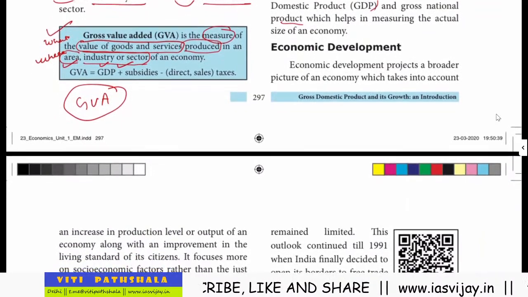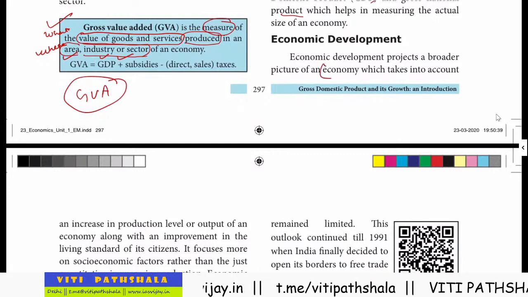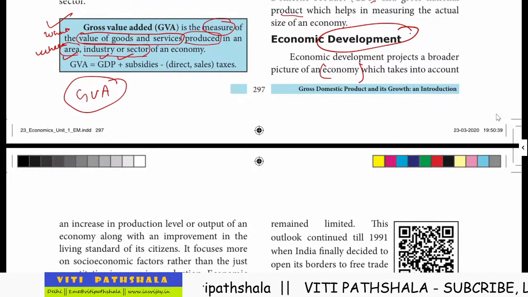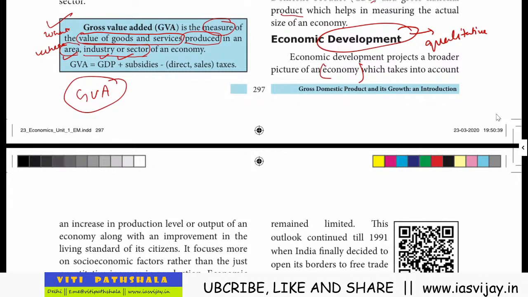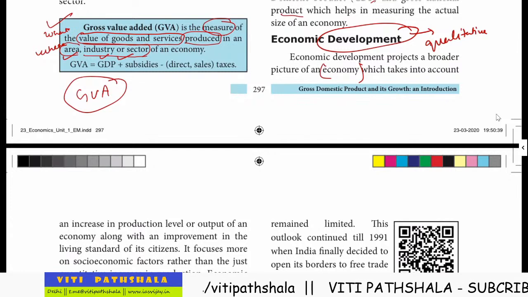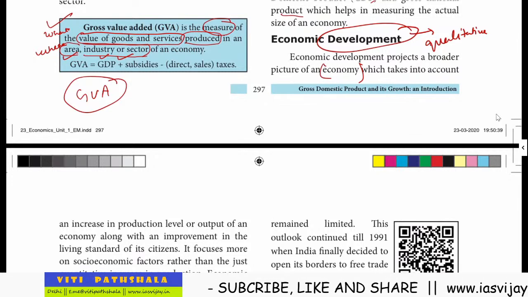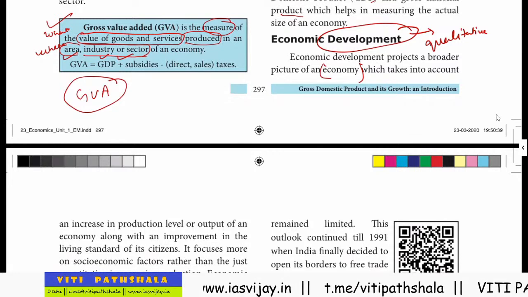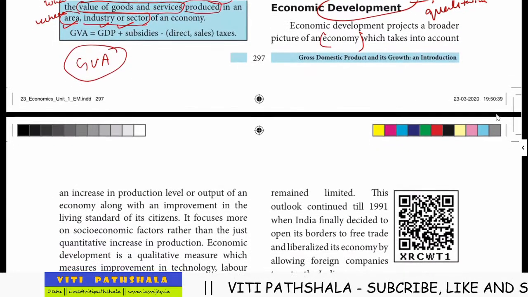Next comes the economic development. Now, economic development projects a broader picture of the economy, and development, remember, is qualitative. For example, if I say that your UPSC preparation has developed from the first day we met, what I am saying is that at the quality level, your quality has improved as compared to the previous one in terms of your UPSC preparation.